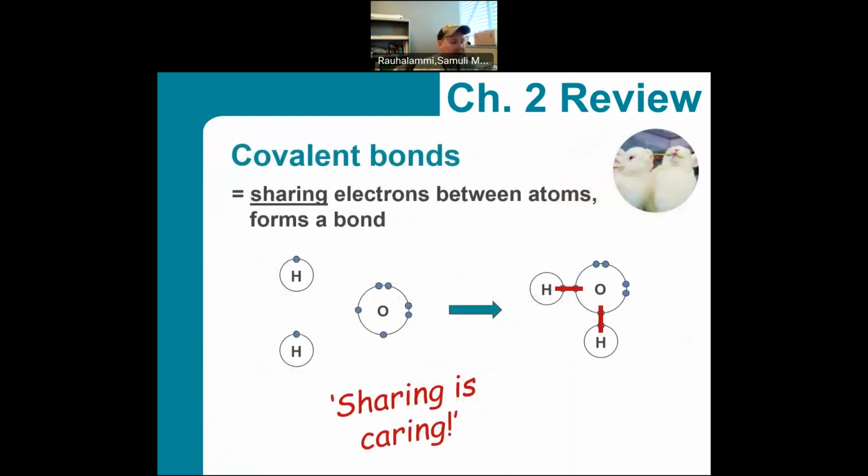So let's have a look at that. Here we have two hydrogen atoms and one oxygen atom. You notice that hydrogens have only one electron in their valence shell. So in an ideal situation, they would gain another electron and they would have a full first valence shell. It would have reached that state that they were striving towards.